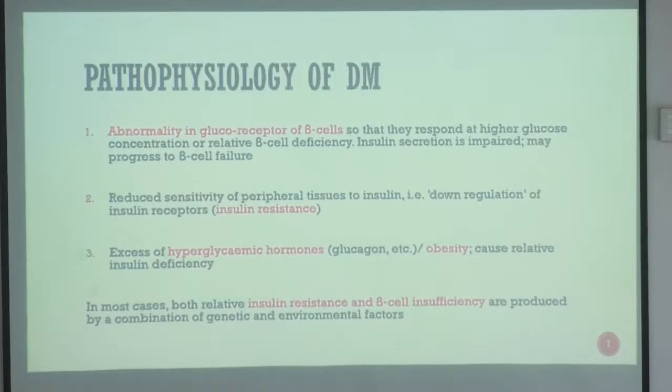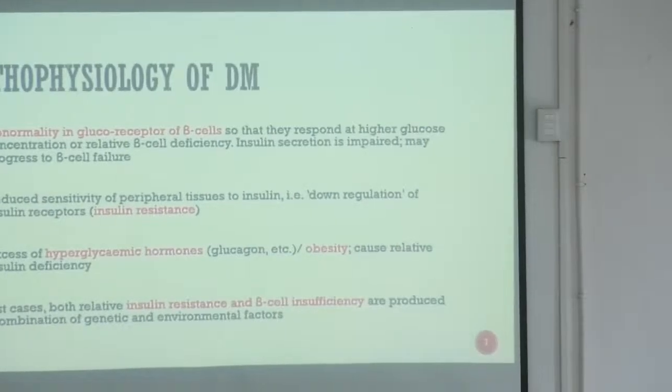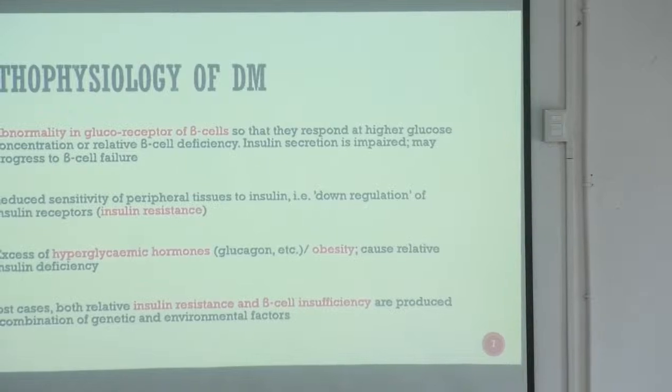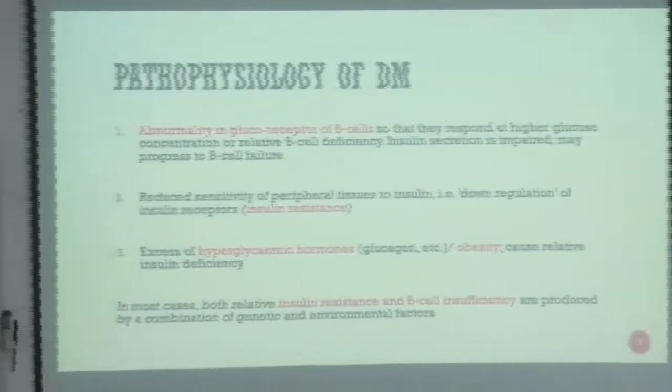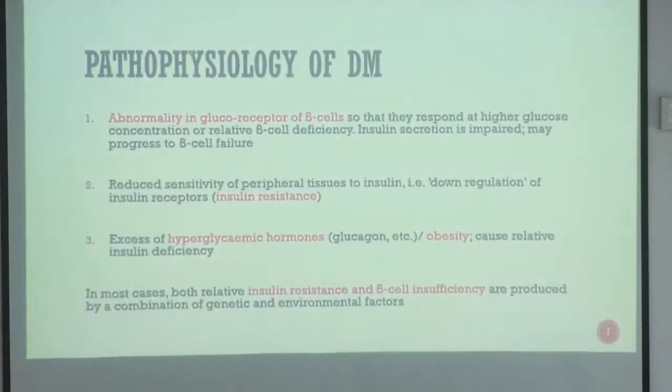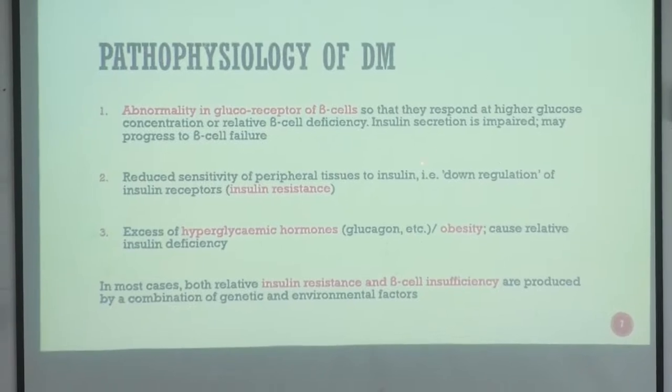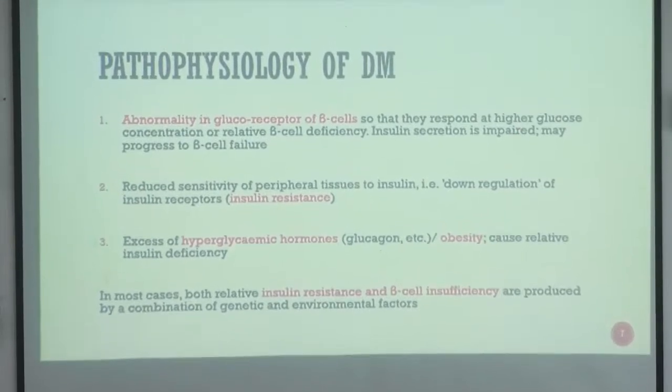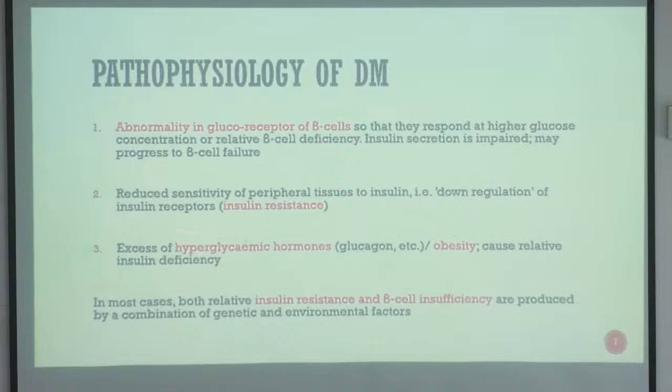Now, pathophysiology of diabetes mellitus. Mind it, glucose in the body is a strong regulator of insulin from the pancreatic beta cells. If there is abnormality in the glucoreceptors of the beta cells, less insulin secretion will be there and may progress to beta cell failure. This is the number 1 pathology.